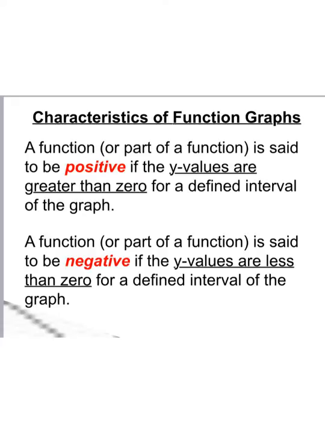All right, so let's look at just a couple more definitions. A function or part of a function is said to be positive if the y values are greater than 0 for a defined interval of the graph. So we'll look at an example of this in just a minute, but positive would mean that it is above the x-axis. A function or part of a function is said to be negative if the y values are less than 0. So that would be below the x-axis.